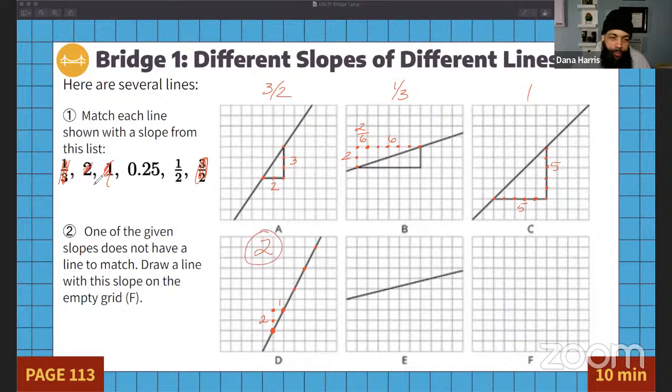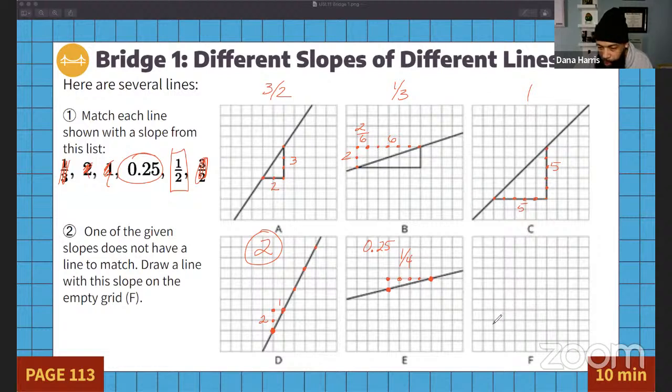Last but not least, we want to select a point where the line is on where grid lines intersect. We select another point right there. If I go up 1, and then over 1, 2, 3, 4, we're back on the line. So 1/4. Notice there's only one of these that represents 1/4, which is 0.25. So we're left with 1/2.